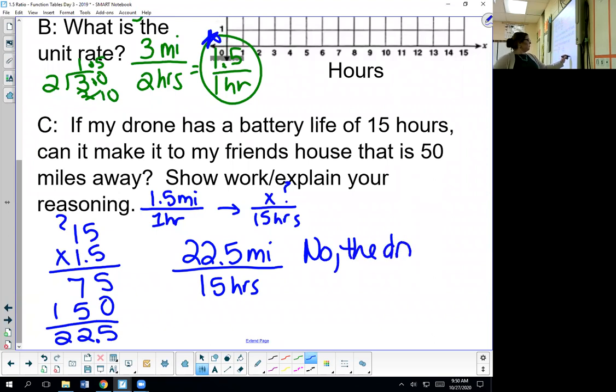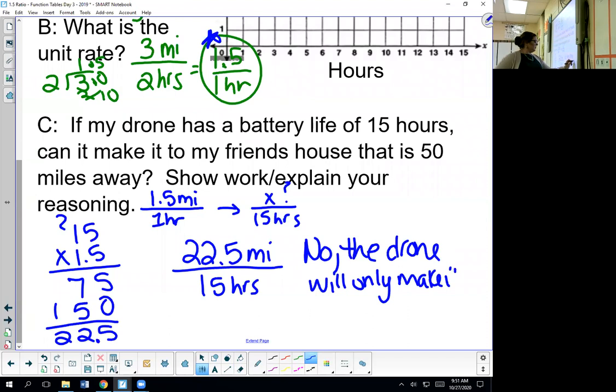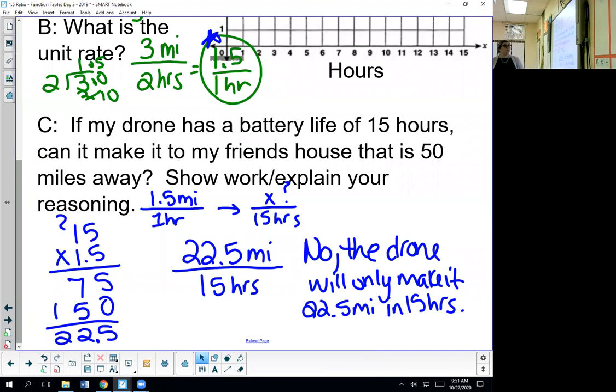The drone. Oh my God, I can't spell drone. Drone will only make it 22.5 miles in 15 hours. So therefore, it's not going to make it. We need another battery or tell your friend to get closer to you. Okay? It's not going to work. We don't have enough time to get there.